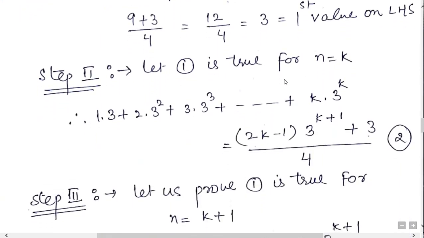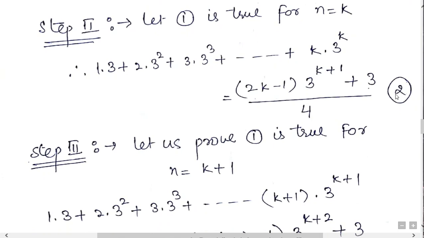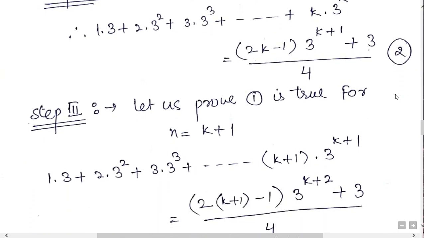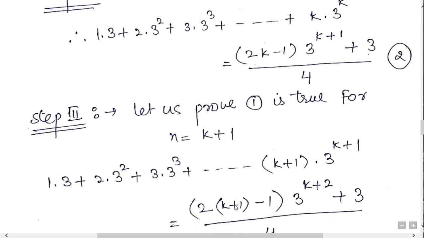Now in the second step, just insert n is equal to k, nothing else, and let it be number 2. And in the third step, you have to prove the statement is true for n is equal to k plus 1. In place of k, write k plus 1. On the left hand side, the last term is k plus 1 into 3 raised to power k plus 1, and on the right hand side 2 into k plus 1 minus 1, and the power of 3 is k plus 1 plus 1. It's k plus 2, last term as it is, and divided by 4.